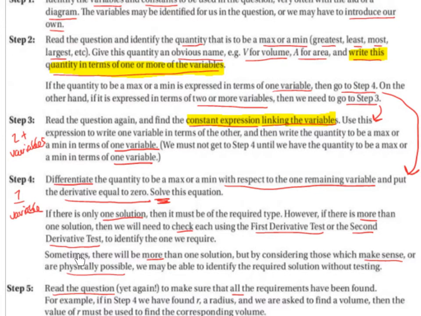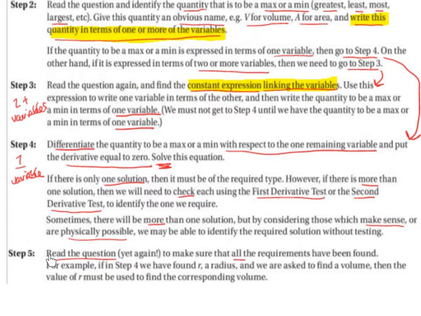Sometimes there will be more than one solution, but by considering those which make sense or are physically possible, we may be able to identify the required solution without testing. Step 5. Read the question yet again to make sure that all the requirements have been found. For example, if in step 4 we have found r, a radius, and we are asked to find a volume, then the value of r must be used to find the corresponding volume. So very important to go back at the end and read the question again.